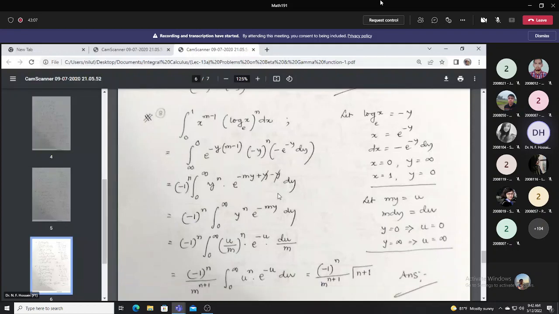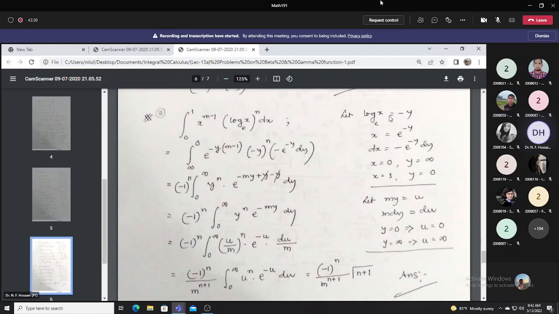Now this one, there is a log x. So as before, we take this substitution: log x with base e equal to minus y. So x should be equal to e to the power minus y. X equal to e to the power minus y. So dx should be minus e to the power minus y dy.